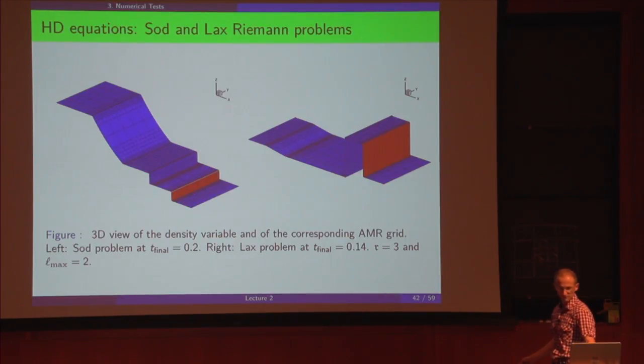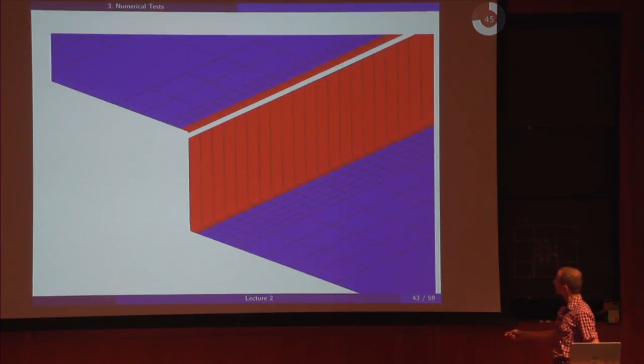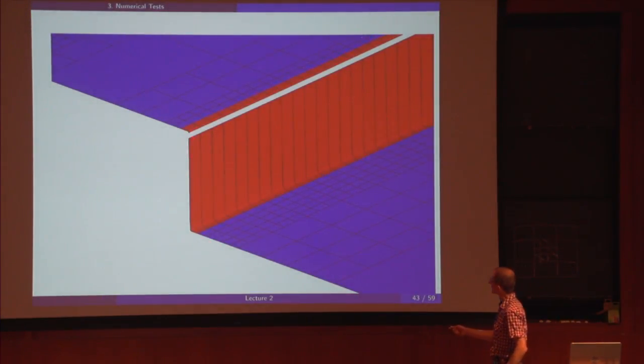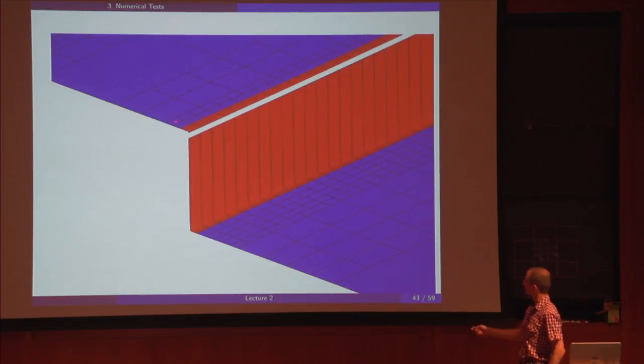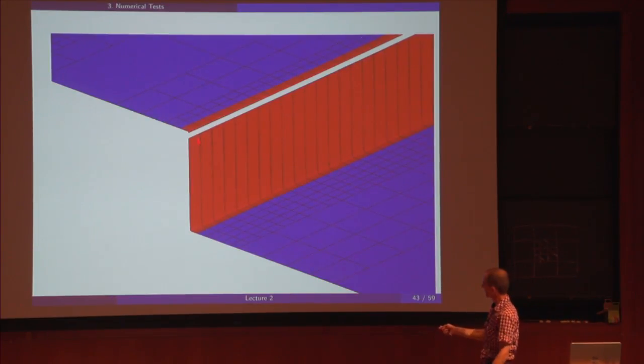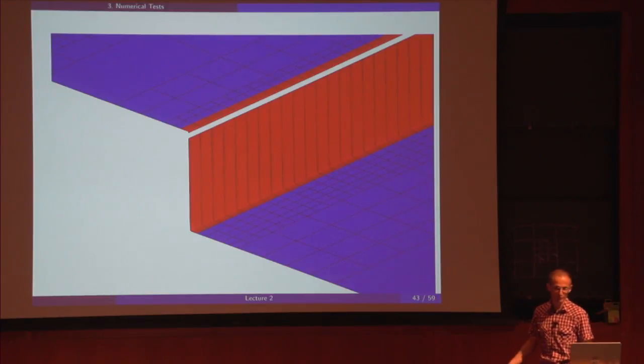If I focus on the detail, you see here that within two AMR cells, the discontinuity is completely resolved. And this is the finite volume polynomial. For output reasons, we then interpolate on a different grid, but this is a polynomial that I'm plotting.